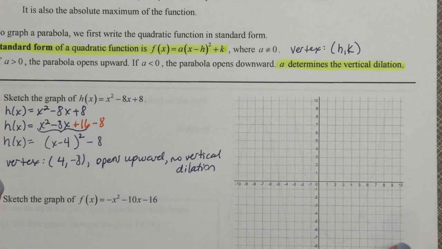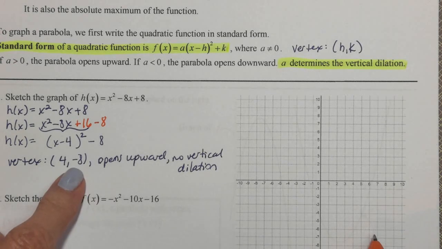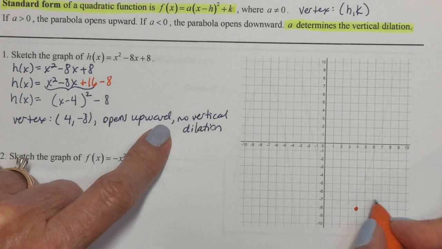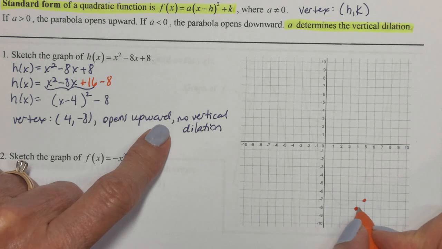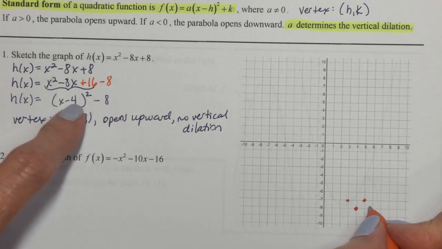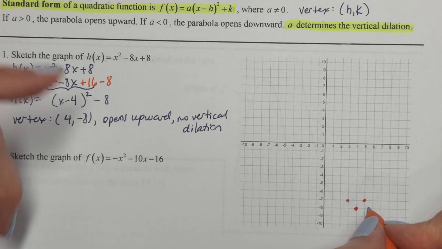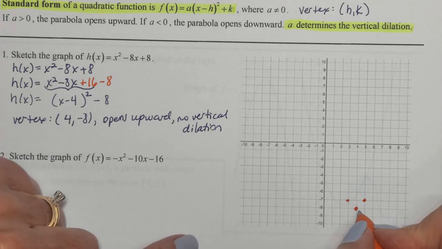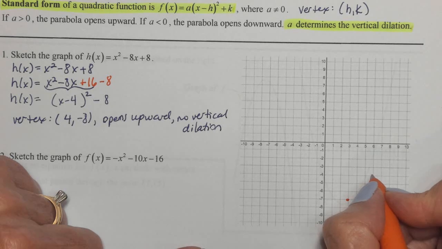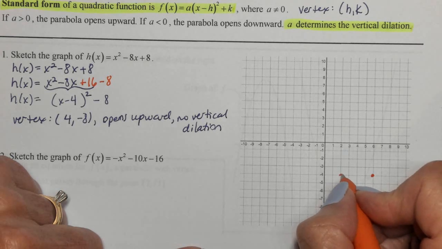So we can go graph this. I start with my vertex, 4, -8. And I'm opening upward, no dilation. So over 1, up 1 on both sides of the vertex. Over 2, up 4, because it's a square. It's a parabola, so it's a quadratic function. It's squaring. So over 2, up 4. 1, 2, 3, 4 on both sides.